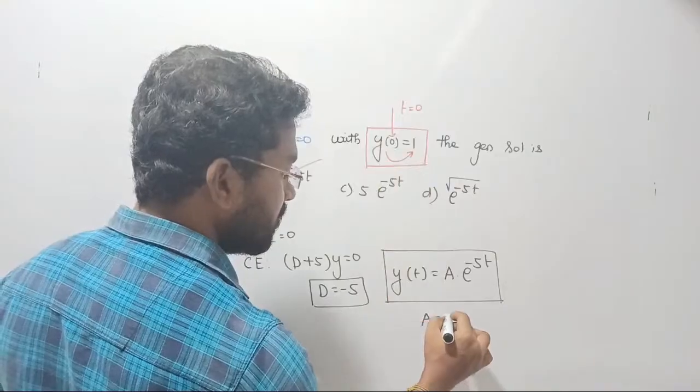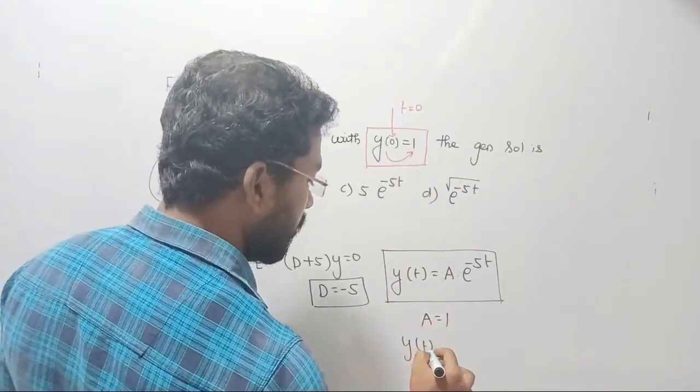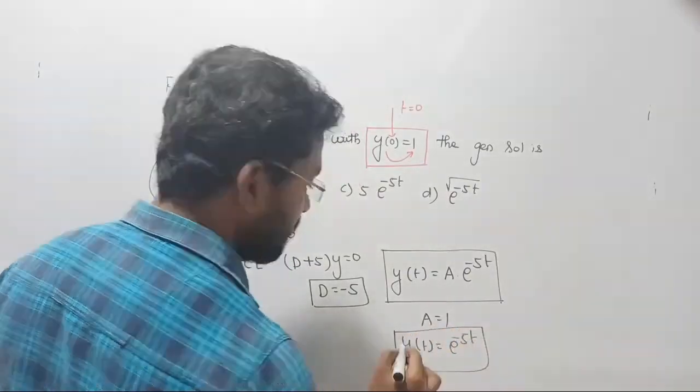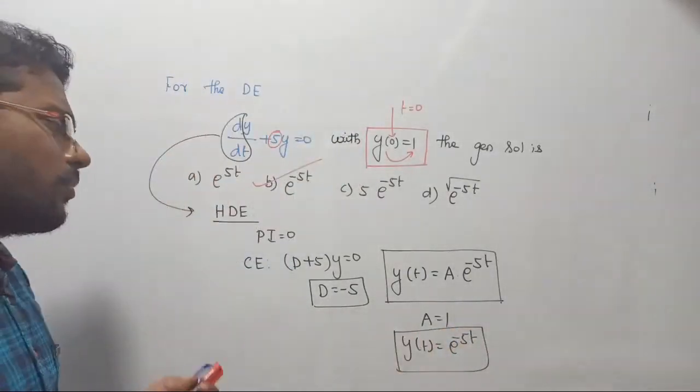If you apply the initial condition, A will become 1, such that y of t will become equal to e power minus t with the given condition. So the correct answer is option B, right?